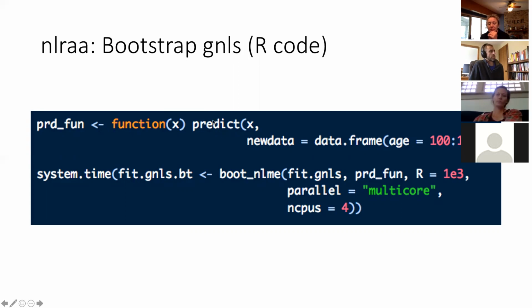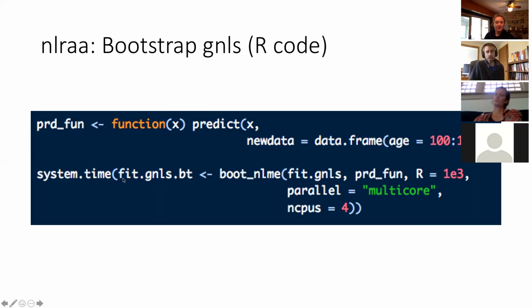We use the predict method for X, and X is going to be your nonlinear model that you're fitting. And here I say new data, and I'm creating a data frame that goes from 100 to 1600 to make it a very smooth prediction instead of just discrete points.